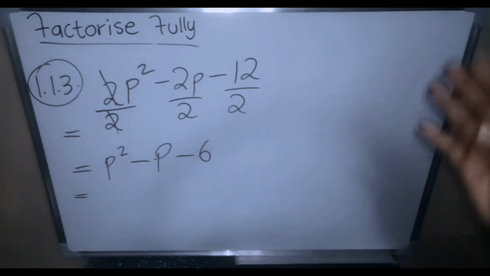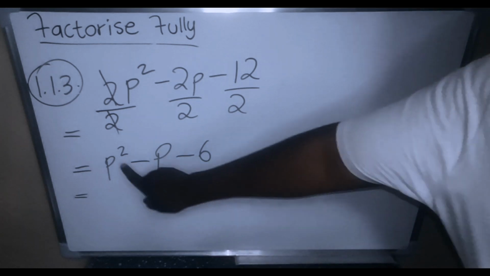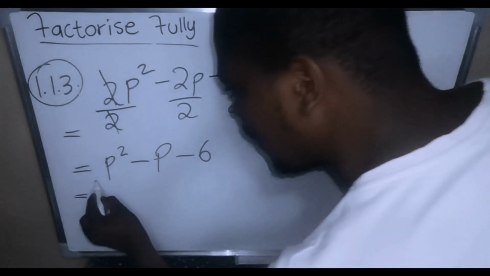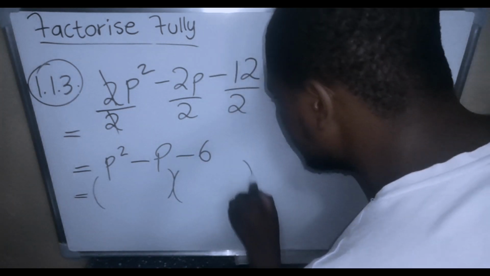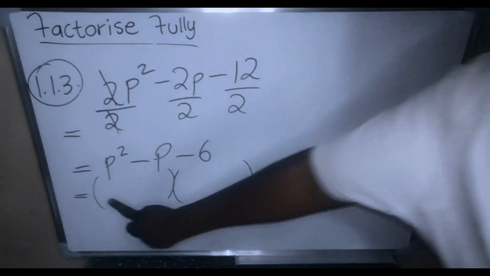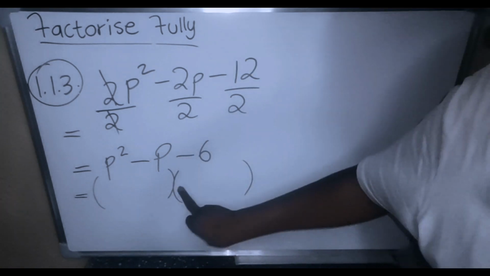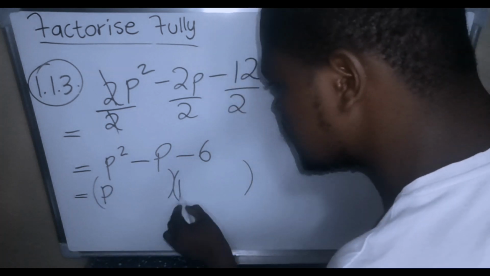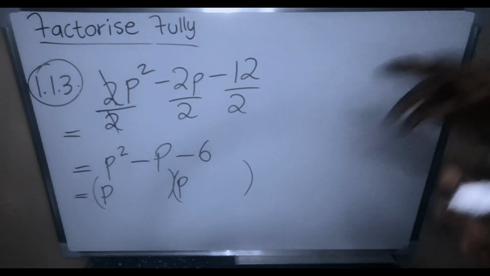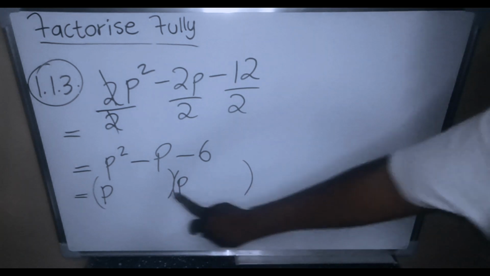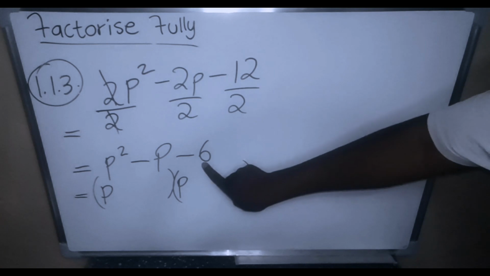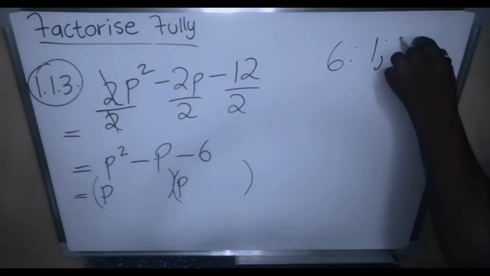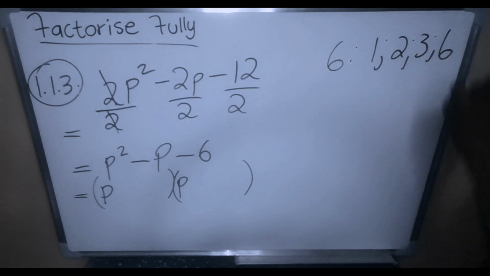Therefore, since it's a quadratic trinomial, with a squared term, a coefficient with a variable, and a constant, I open 2 brackets. Now, what sits here are the factors of p squared. What are the factors of p squared? It is p and p. Now, how do you find the terms? You need to find the factors of our last term, which is our constant, which is 6 in this case. What are the factors of 6? 1, 2, 3, and 6.